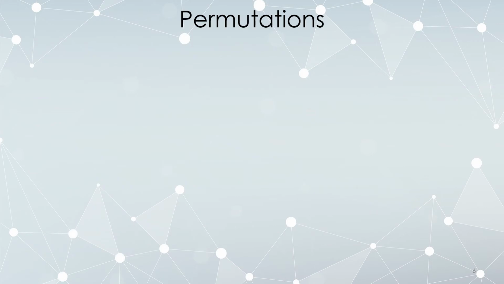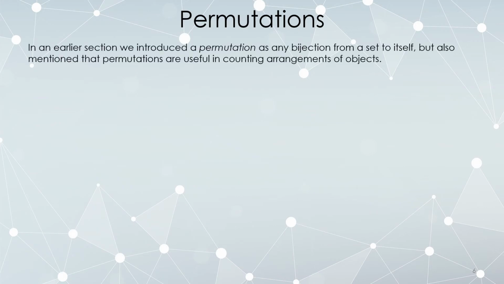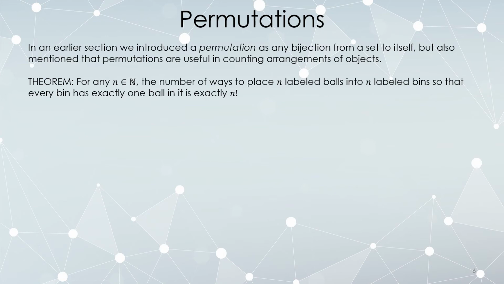Okay, let's talk about permutations. So earlier we discussed permutations as bijections from a set to itself, but we did mention that permutations come up when trying to count arrangements of objects, and we have arrived at that point. So here's a result. For any natural number n, the number of ways to place n labeled balls into n labeled bins, notice now that the number of bins and balls are equal, they're both n. Also, every bin must have exactly one ball in it. The total number of ways to do this is exactly n factorial.